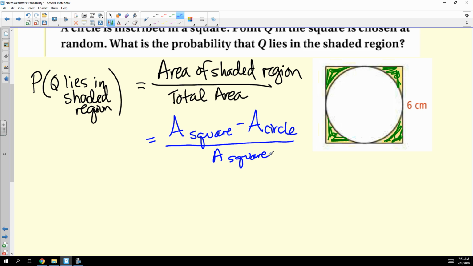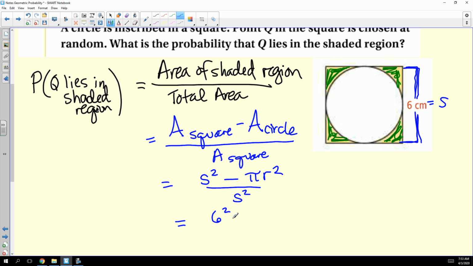You remember your formula for area of a square is s squared, s represents the side length, and the area of a circle is pi r squared. Excuse me, that should say minus pi r squared, divided by the total area of the square. So what is the side length? We're given the side length of the square. That's pretty useful. That's the value of s. So 6 squared minus, okay, now I'm stuck. I don't know what the actual radius is. So let's figure that out.